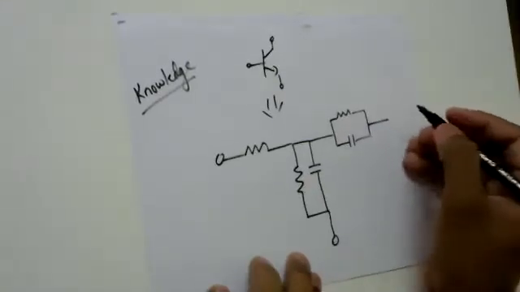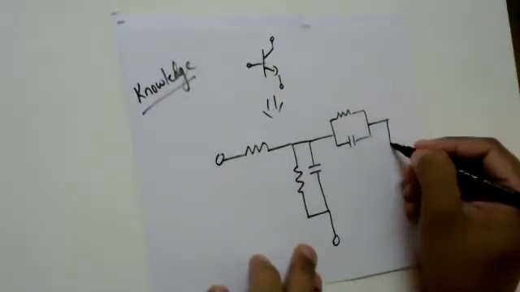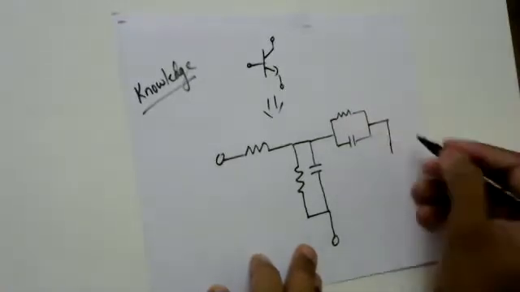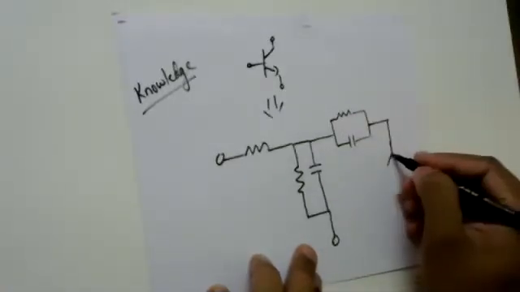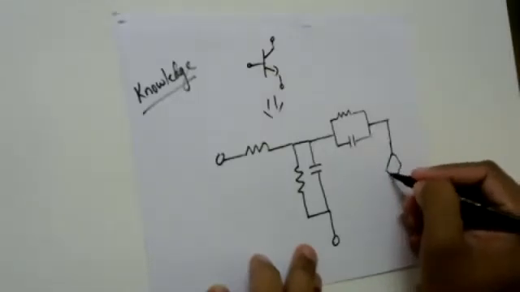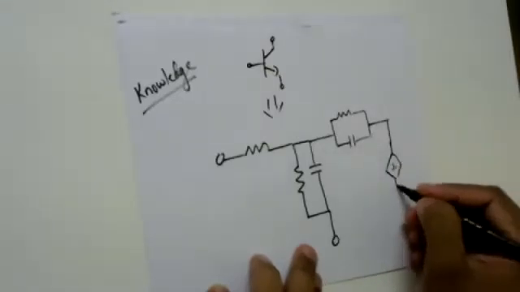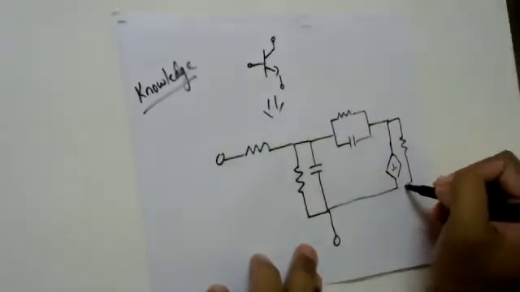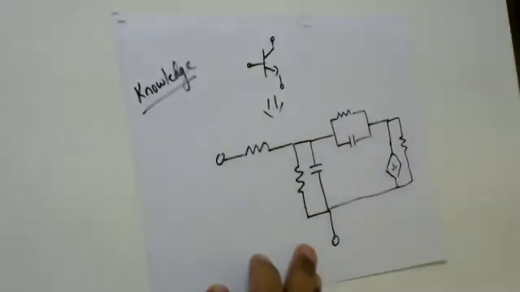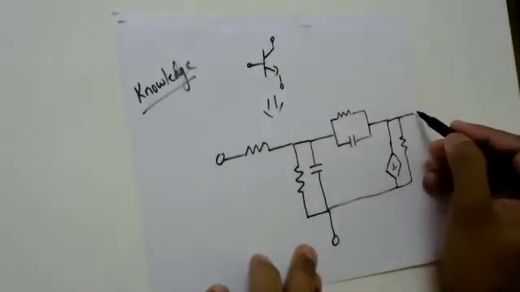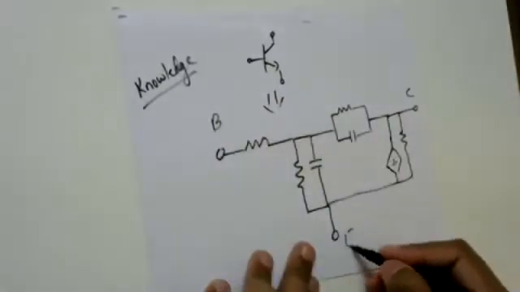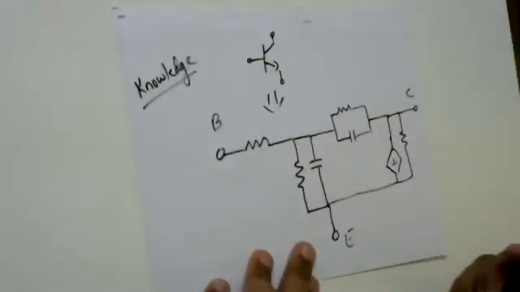Then further, I'll be having an output resistance, or I can just show that I'll be having the amplification of current over here, and I'll be having the output resistance in the circuit. This is representing your collector, this is representing your base, this is representing your emitter.